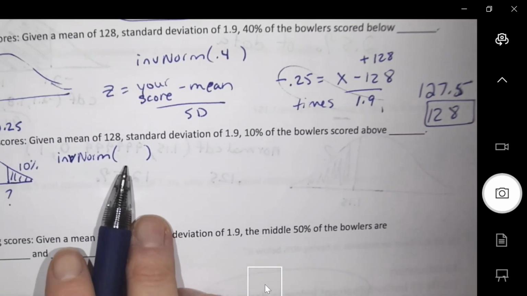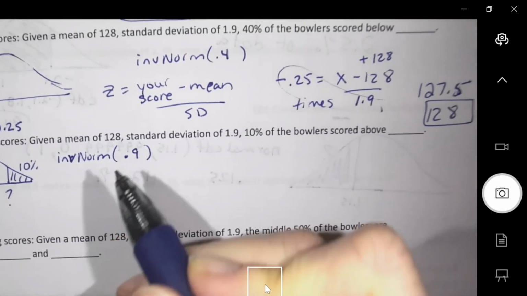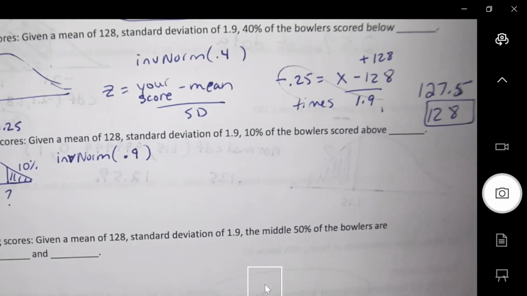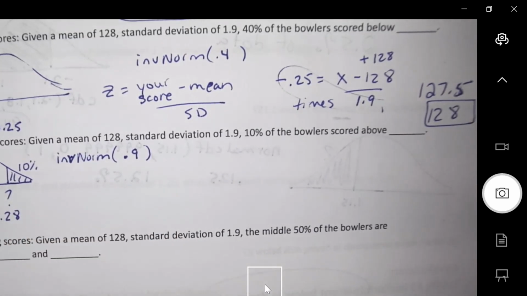Okay, what do I put here? 0.9. Okay, this formula always has you using the below-it percentage. So you have to inverse 0.9. Okay, this feature only works with z-scores. So now we go from a z-score to our bowling score.